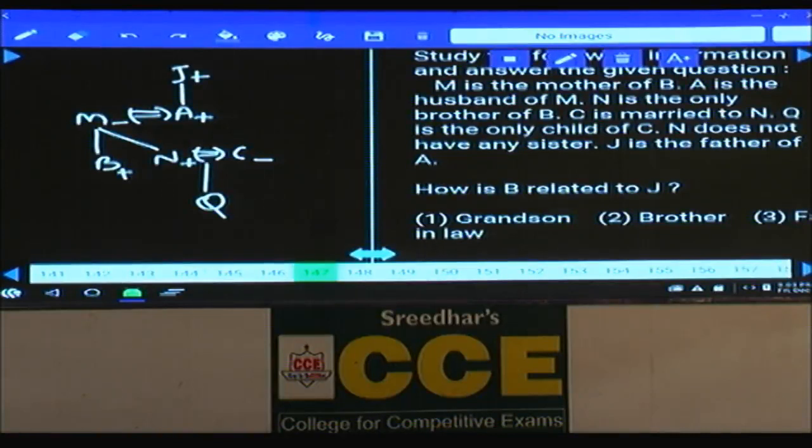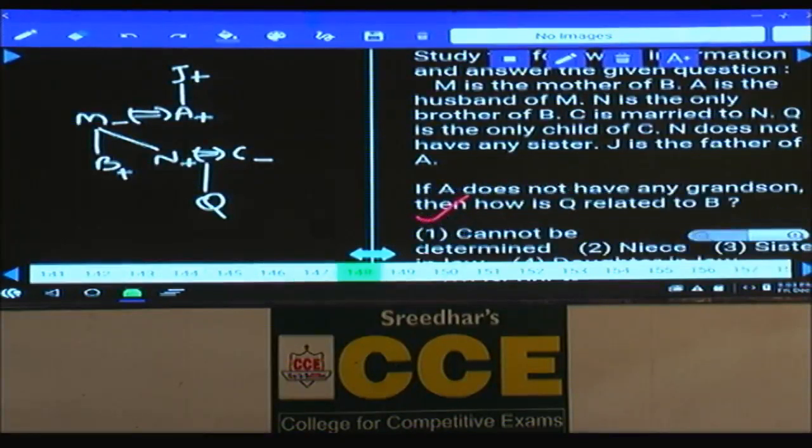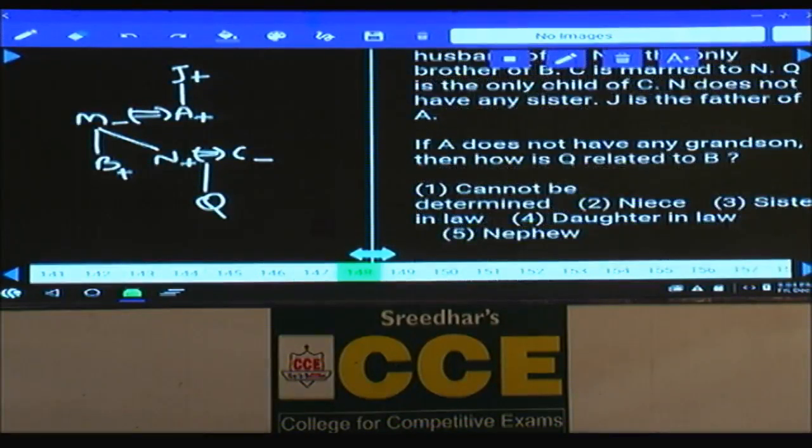Then coming to 147, how is B related to J? J's daughter's son. Daughter's son is grandson. That is choice 1. And 148, as A does not have any grandson, then Q must be a granddaughter. Then how is this Q related to B? Q is B's brother's daughter. Brother's daughter is niece. Niece, choice 2 is the answer, 148.